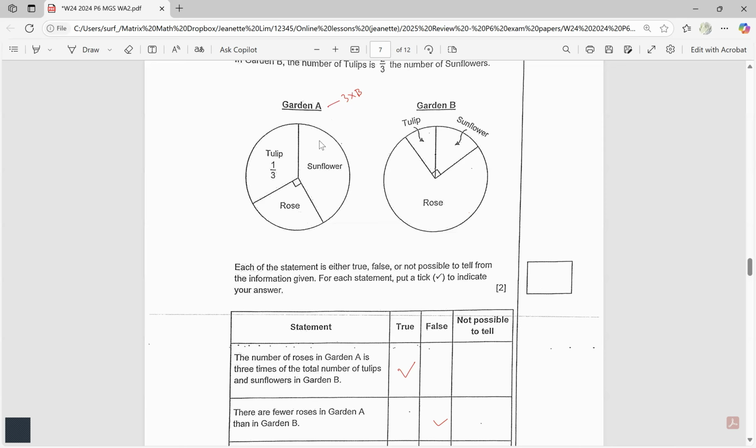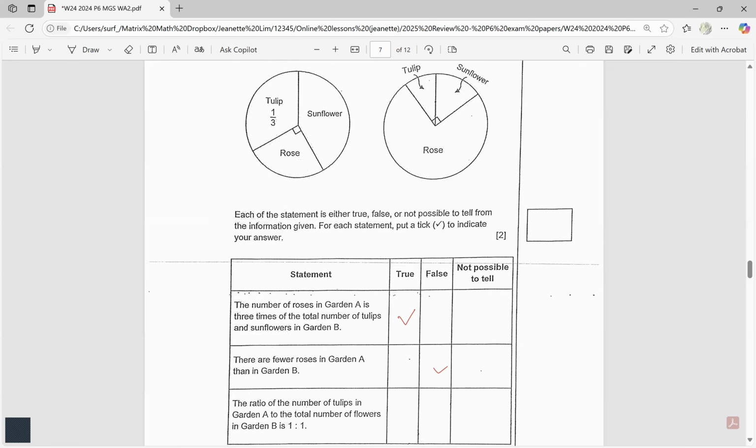Make sense? Okay, so if Garden A is 3 times of B, it means that 1/3 of A must be the same as the whole of B. If Garden A is 3 times of B, then 1/3 of Garden A will be the same as the whole of Garden B. Okay, so the answer is true. The ratio of tulips in A to the total in B is 1:1. They are equal.